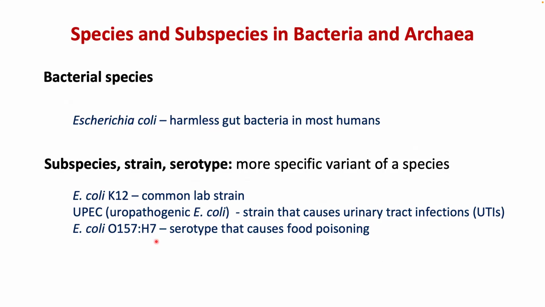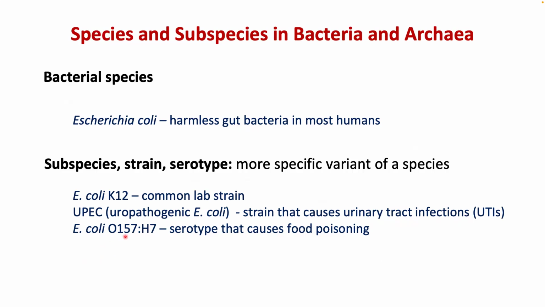Microbes often have variants that we call subspecies, strains, or serotypes. For example, the microbe Escherichia coli is basically a harmless gut bacteria in most humans, we all have them in our gut. For its subspecies, strains or serotypes, we have three: E. coli K12, which is a common lab strain. We'll probably be using some of them this semester. Then we have UPEC, which is a strain that causes urinary tract infections, UTIs, and I hope none of you get this bacteria because you'd have contracted a UTI.